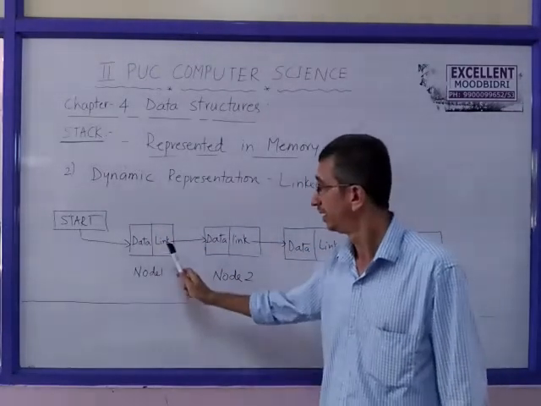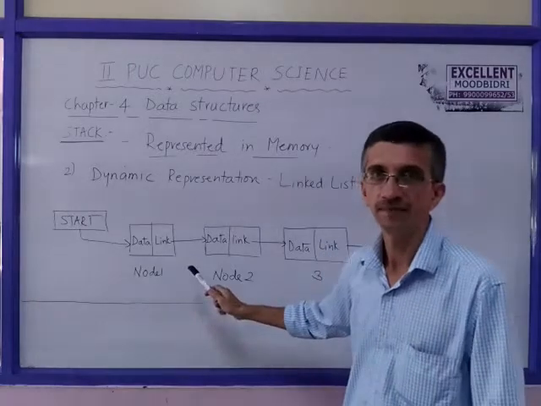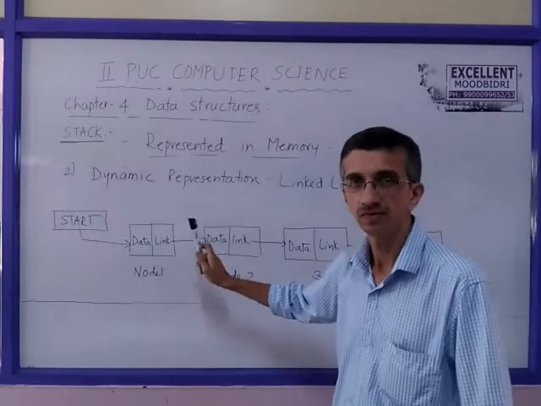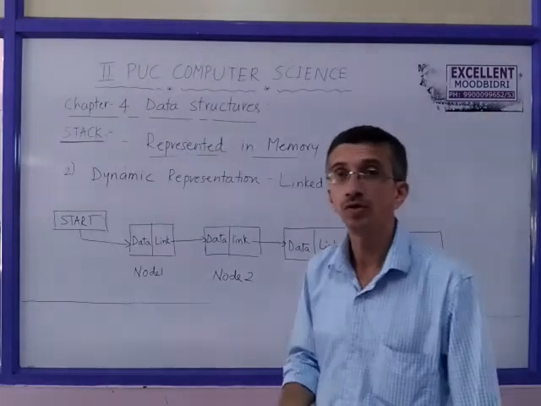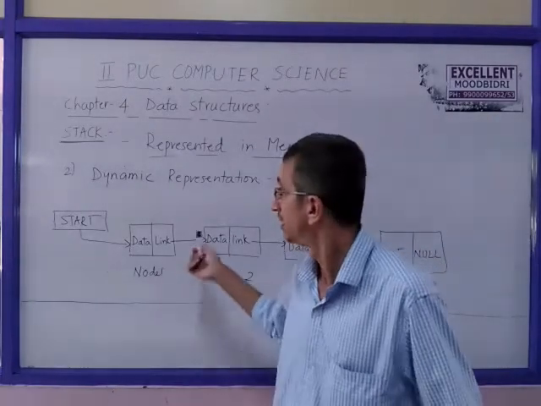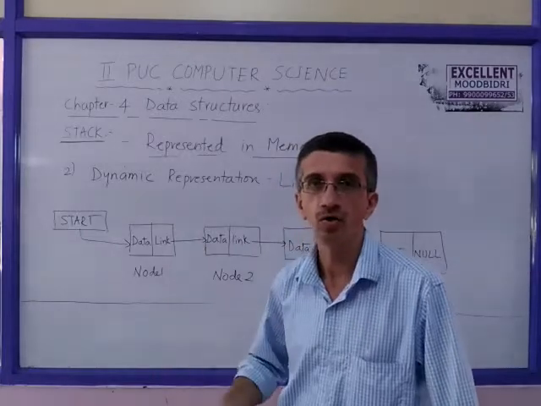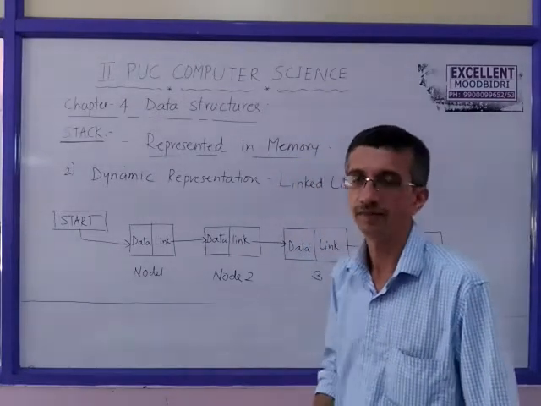And there should be at least one section which contains the address, the pointer, to the next similar node. How to implement the nodes, how to implement data structures, linked lists, how to create nodes, that we shall see in the next section anyway.